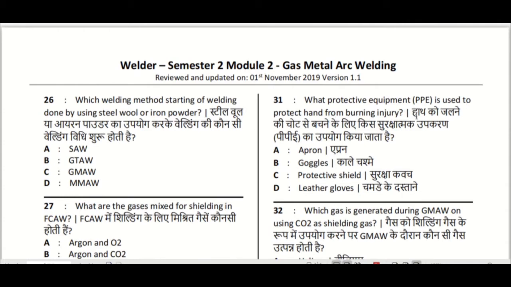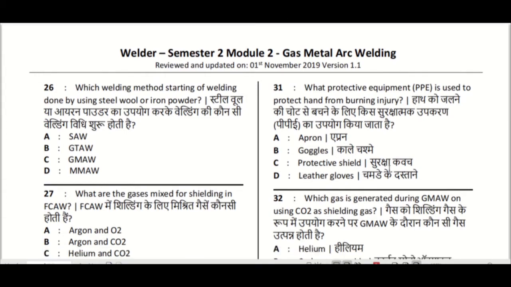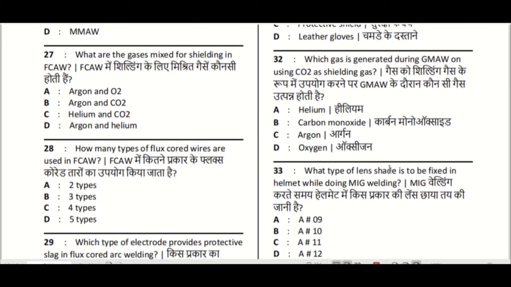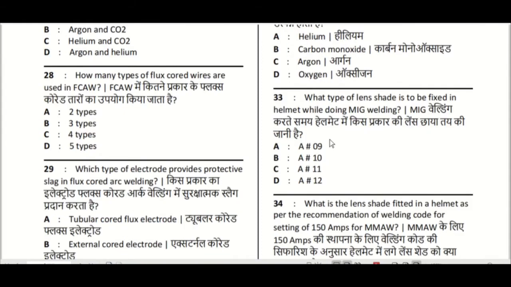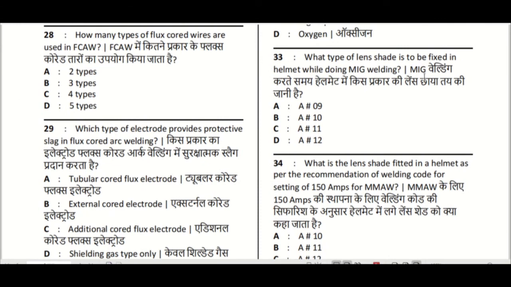What protective equipment is used to protect hand from burning injury? Leather gloves. Which gas is generated during gas metal arc welding on using carbon dioxide as shielding gases? In gas metal arc welding using carbon dioxide as shielding gas, carbon monoxide gas will generate.